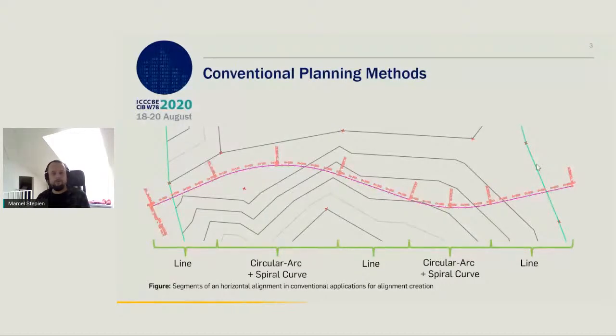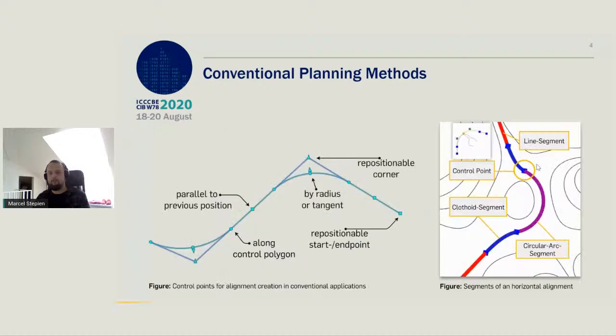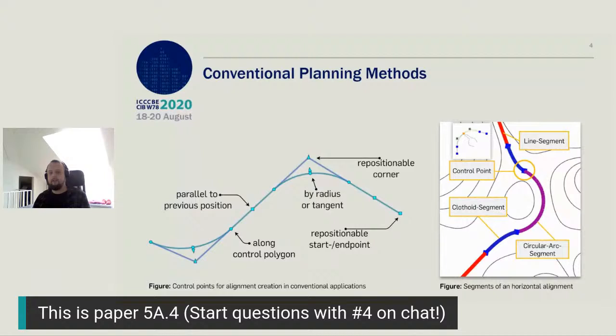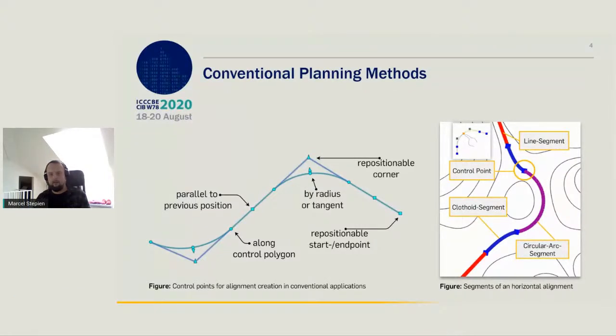Creating alignments often uses straight lines for initial inputs, which are converted into an alignment by automatically inserting a mix of circular arcs and spiral curves. Some applications use more traditional approaches where segments are modeled separately and are merged by connecting the start and end points of each section. Next slide.